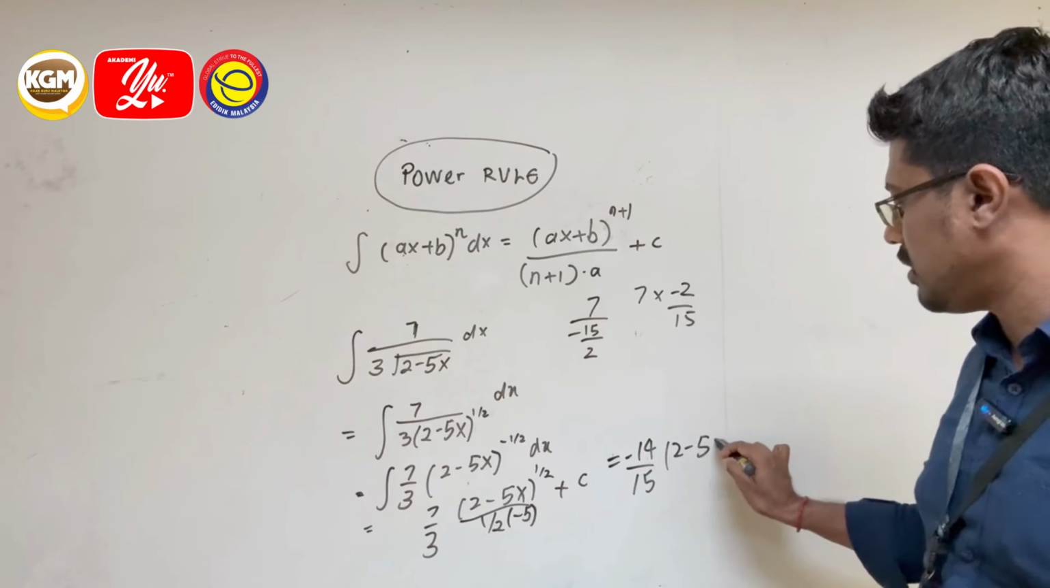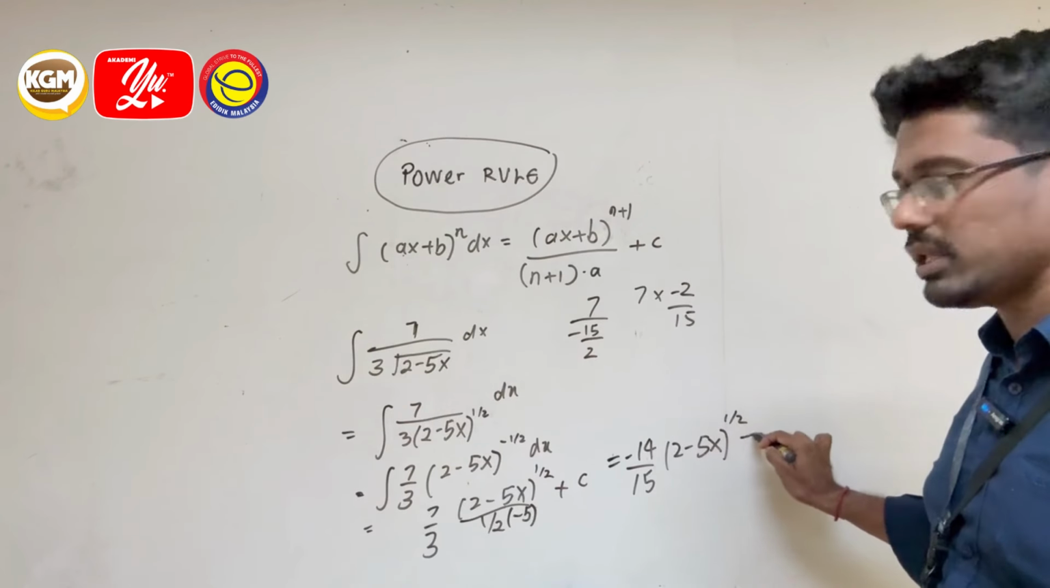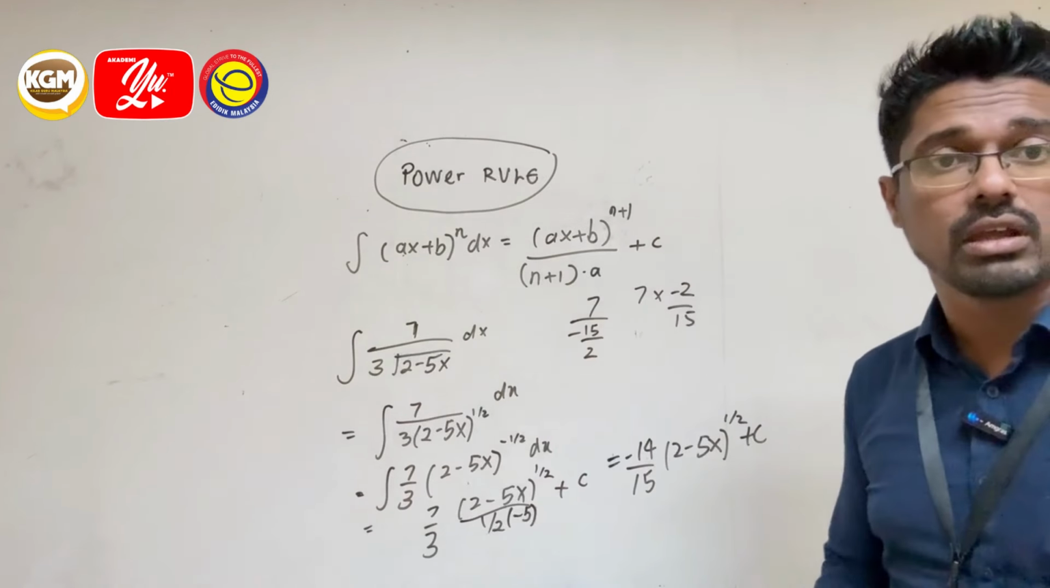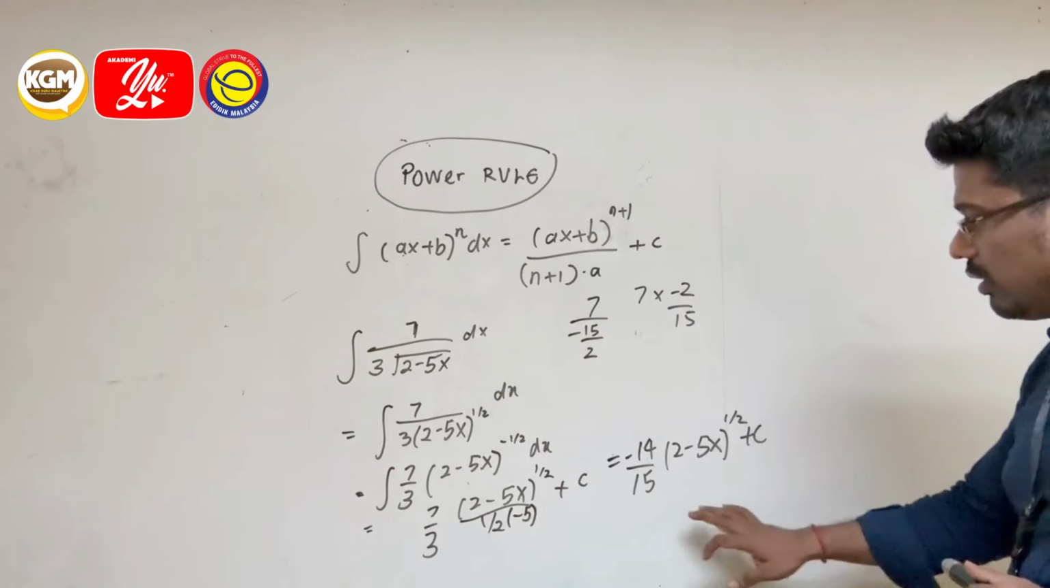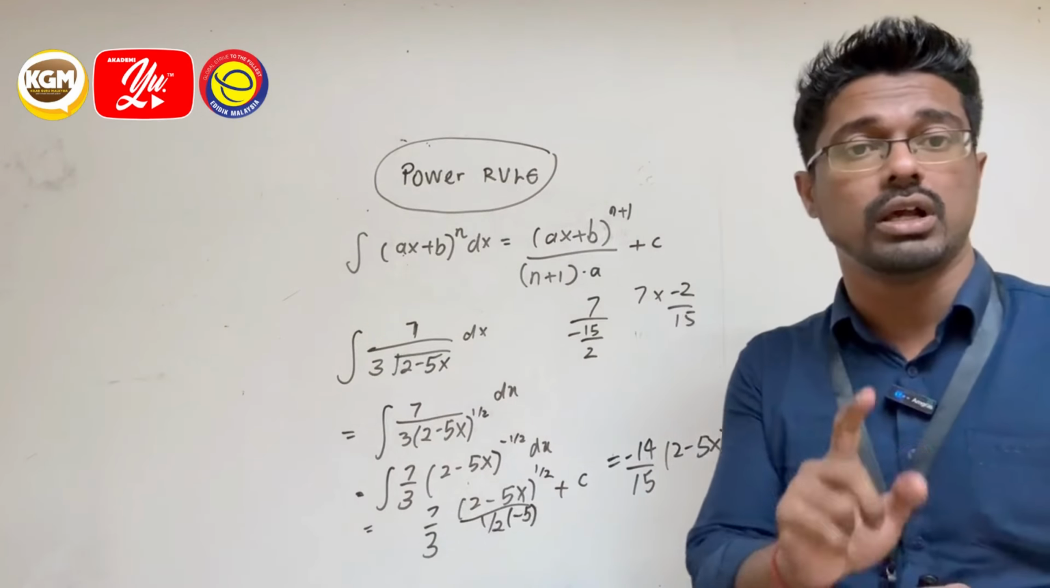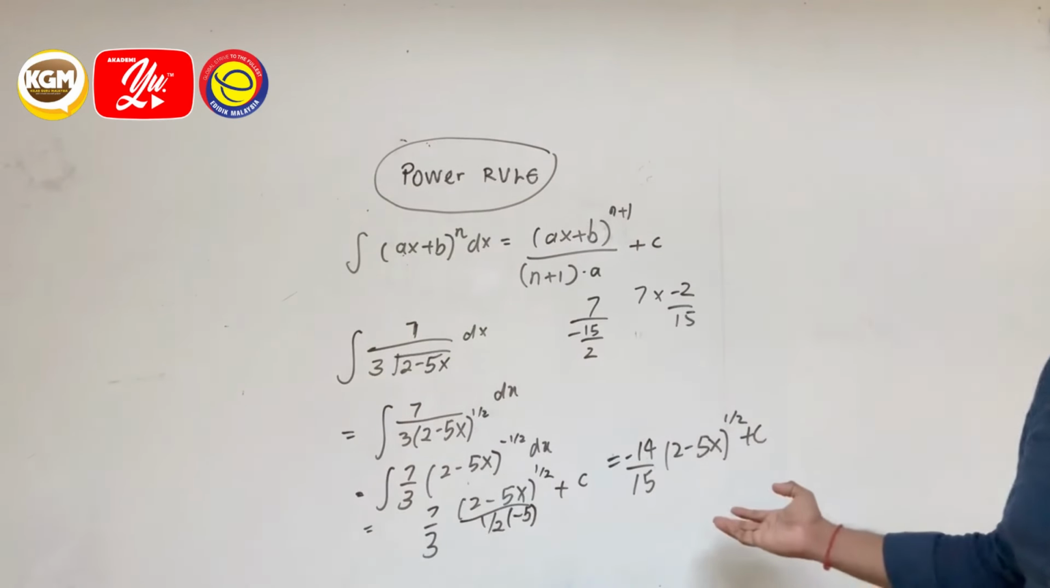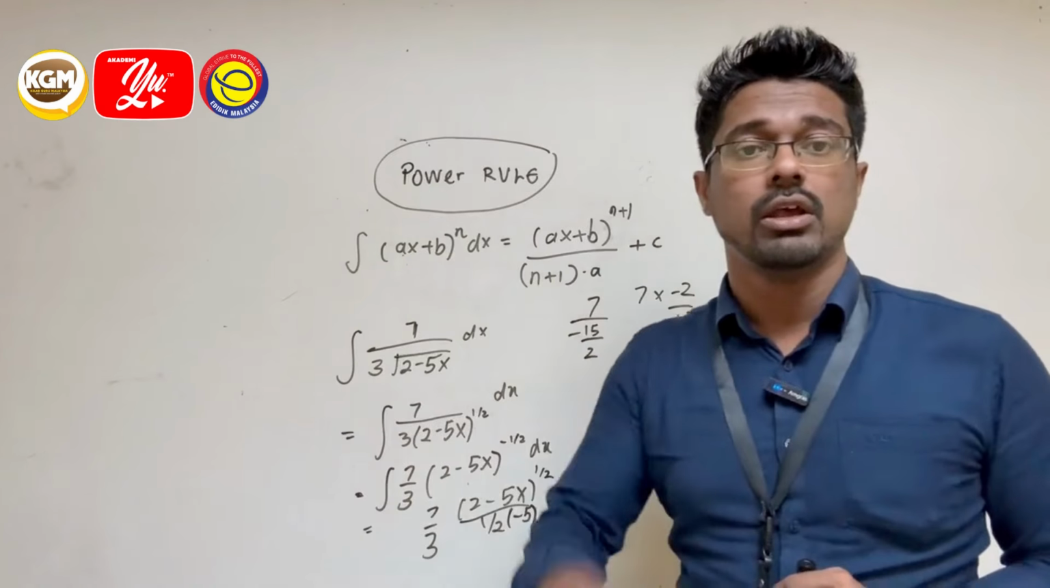So here, the answer is going to be negative 14 over 15, (2 minus 5x) power 1 over 2, plus c. Please check; the answer should be correct. Don't do like what I did, use your calculator. So this is the final answer. Hope you learned something there on your power rule.